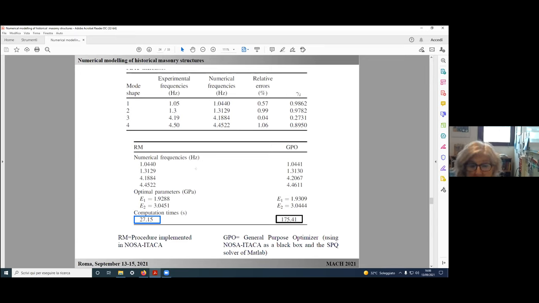Here in the second table, we compare our approach, the procedure implemented in OSA Ithaca, with the results obtained by a general purpose optimizer. In particular, we use the OSA Ithaca code as a black box, and we use the SQP solver implemented in MATLAB. You can see that the numerical frequencies calculated by OSA Ithaca and those calculated by the general purpose optimizer are very close, as well as the optimal parameters. As for the computation times, OSA Ithaca takes more or less 27 seconds. Instead, a general purpose optimizer takes 175 seconds.